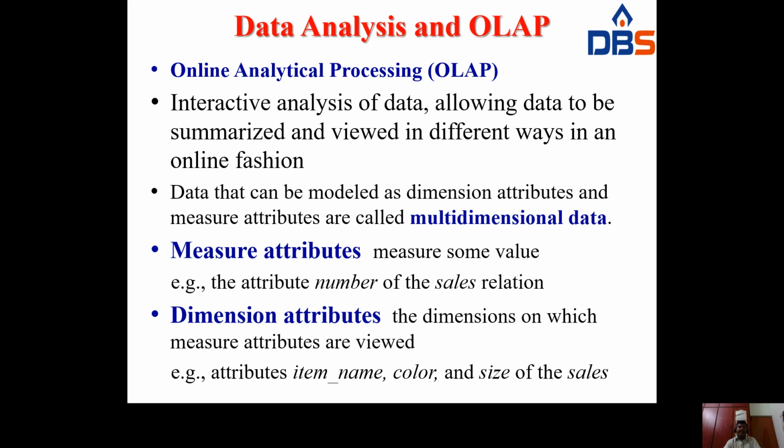Data that can be modeled as dimension attributes and measure attributes is called multidimensional data. The data is modeled based on the dimensions and then measured. Many dimensions are there, different types of dimensional data. You can reduce the dimensions and we can analyze the multidimensional data.